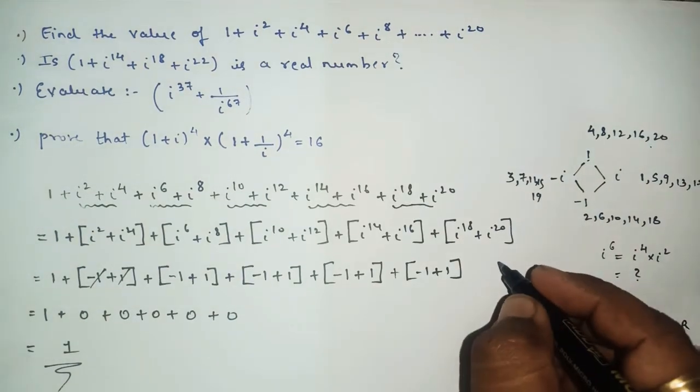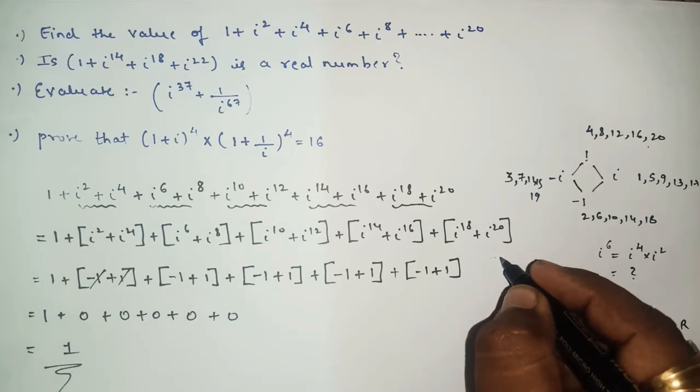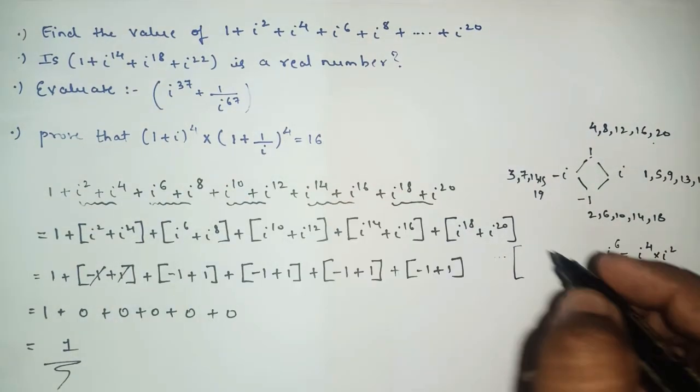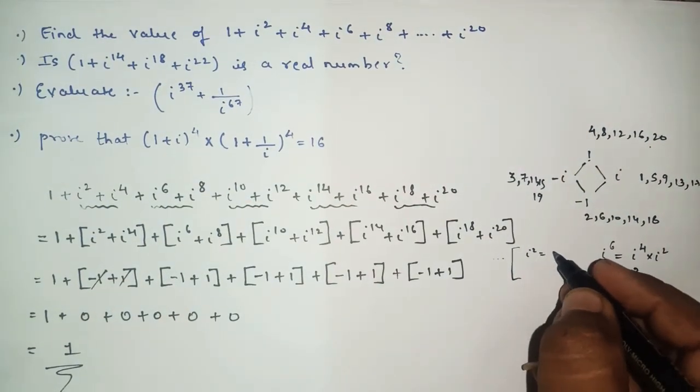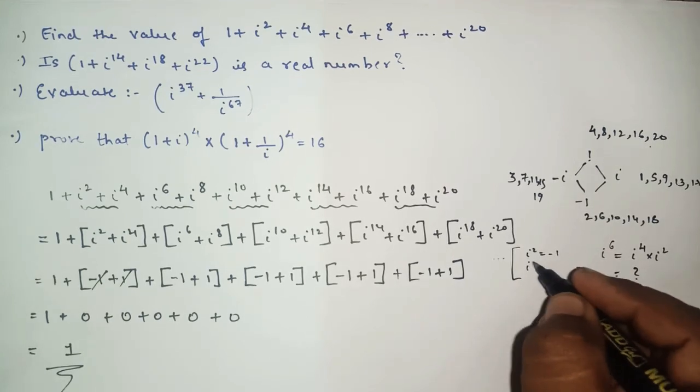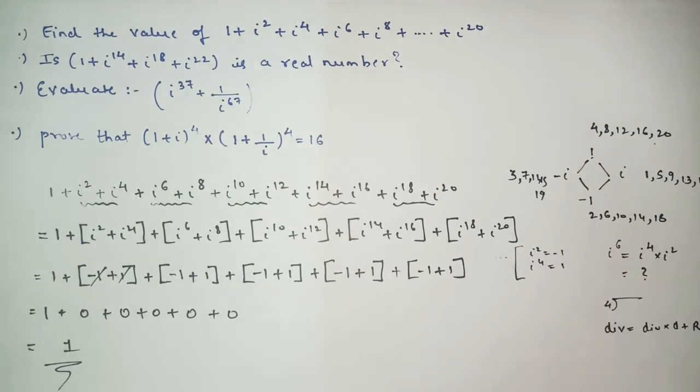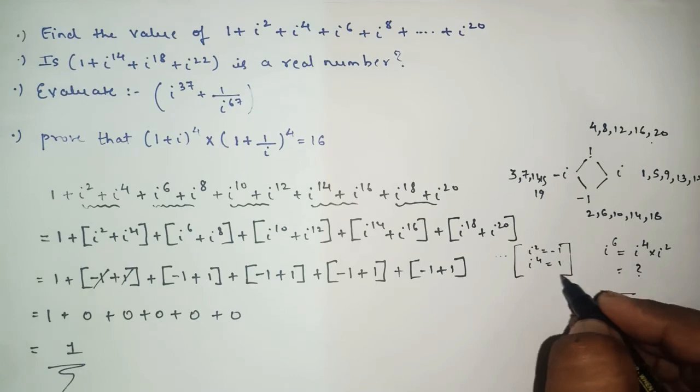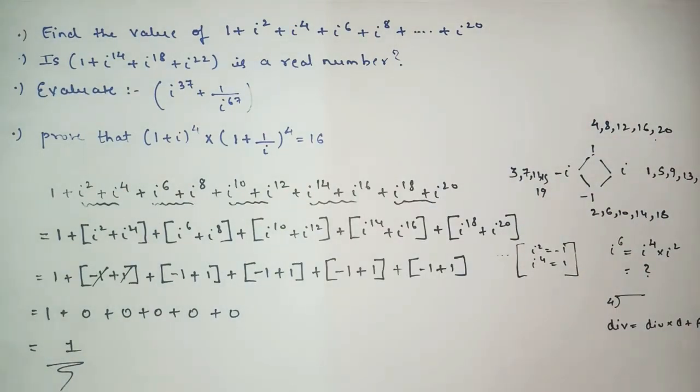In the exam, simply write the reason here, that i square is minus 1, i raised to 4 is 1, all the values, and then substitute the value. That's it. In this way you will find your answer. So that was the first one.